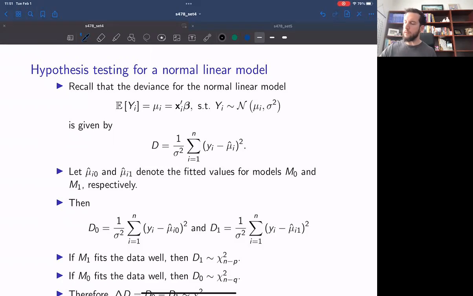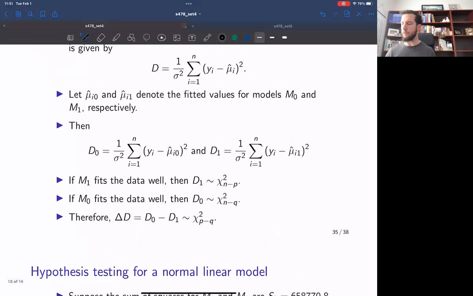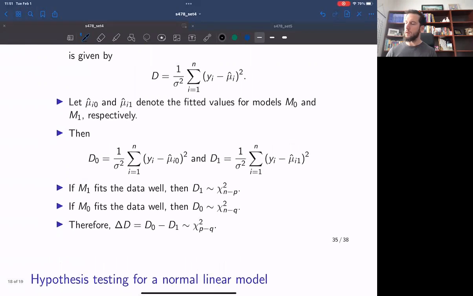Okay, so we'll return to the normal linear model. We derived the deviance for this model that's given below. Let's suppose that we have two different models, M0 and M1. So M0 has mean mu hat i0 and M1 has mean mu hat i1. If M1 fits the data well, then D1 is going to be chi-square n minus p. If M0 fits the data well, then D0 will be chi-square n minus q. And the difference between them will be chi-square p minus q.